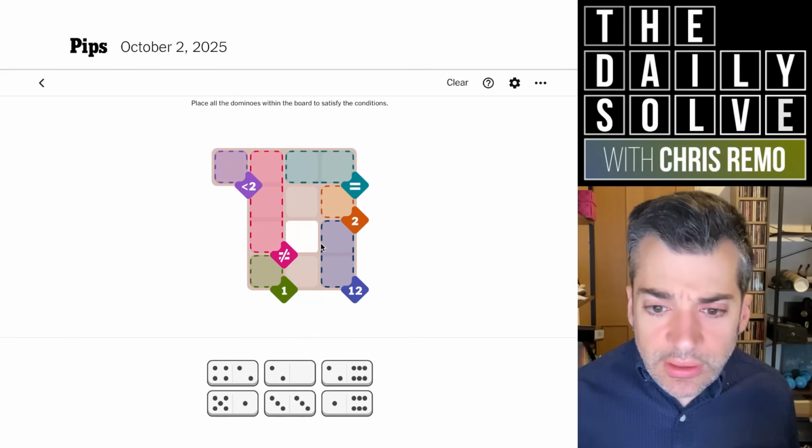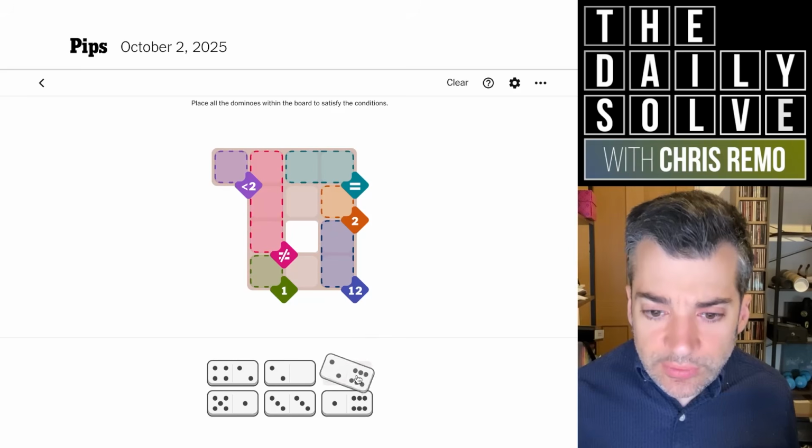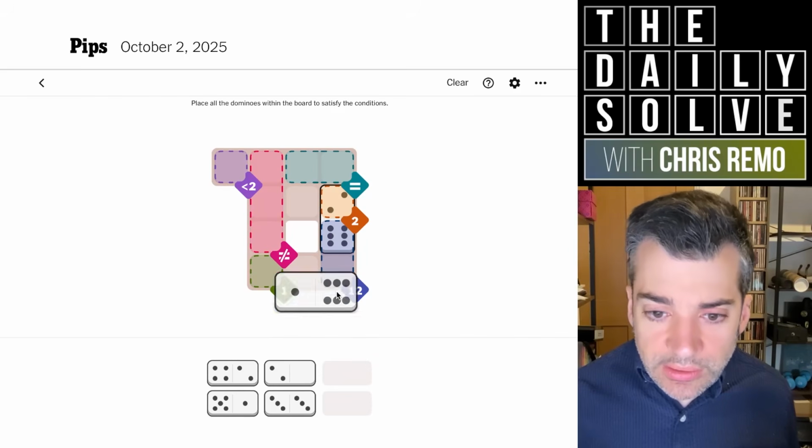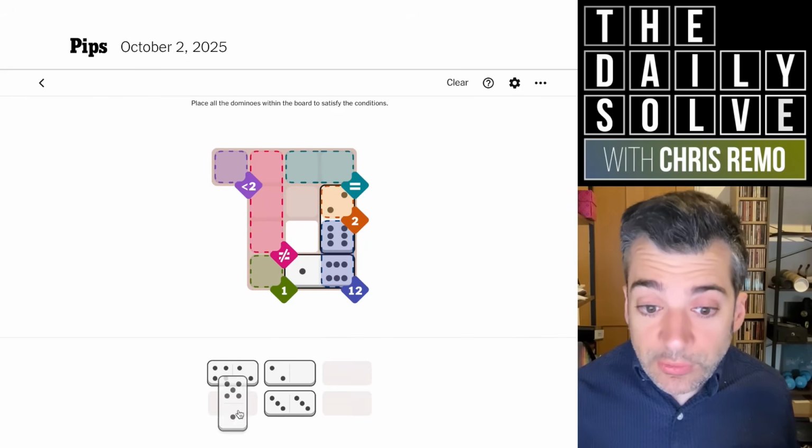Let's start solving. Okay, 12 needs two sixes, and one of the sixes connects to a 2, so that goes in immediately. The other 6 goes here. Now our only remaining 1 goes into the 1.